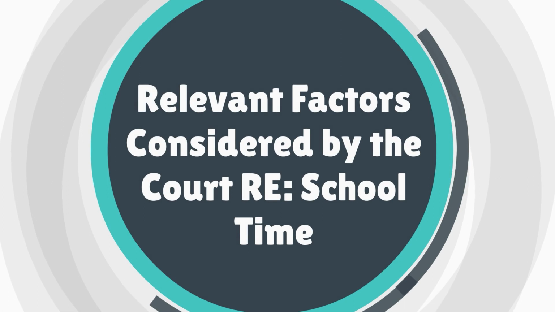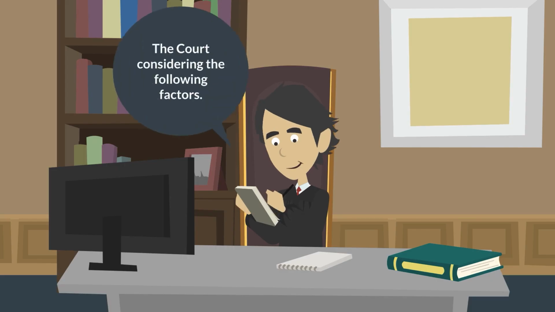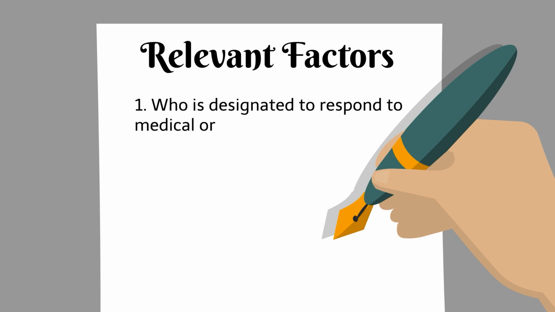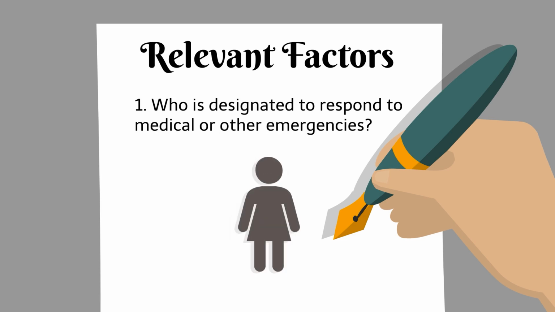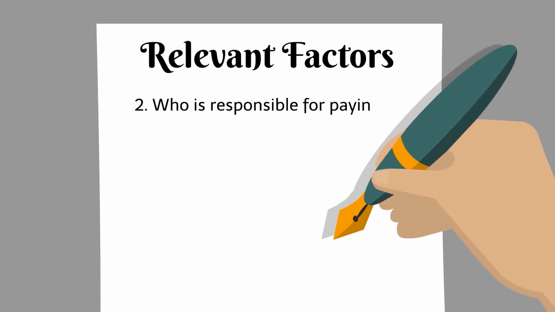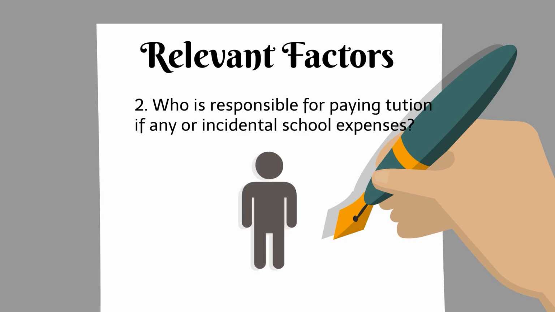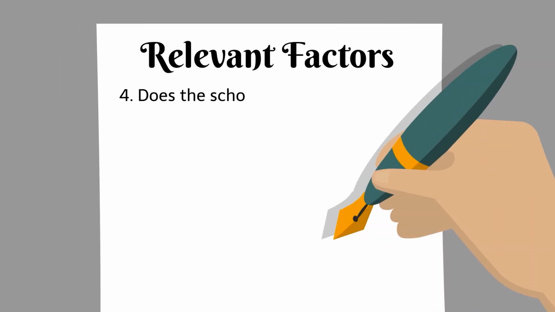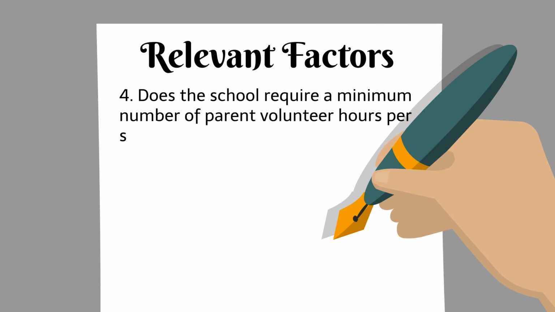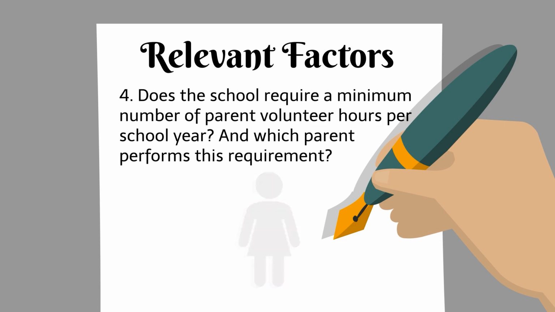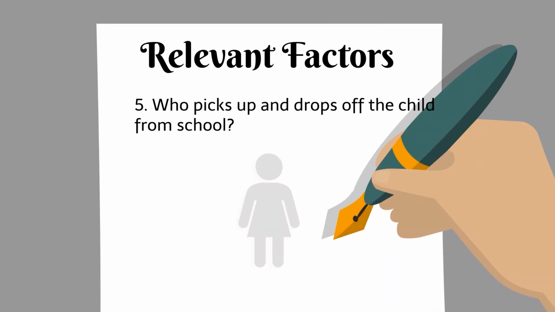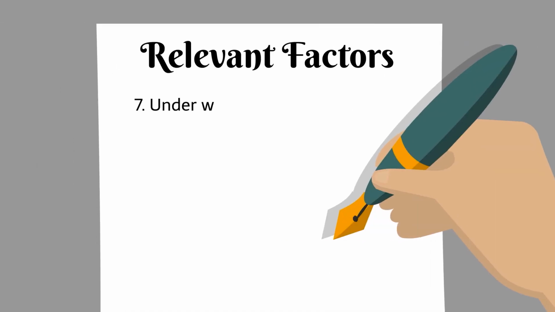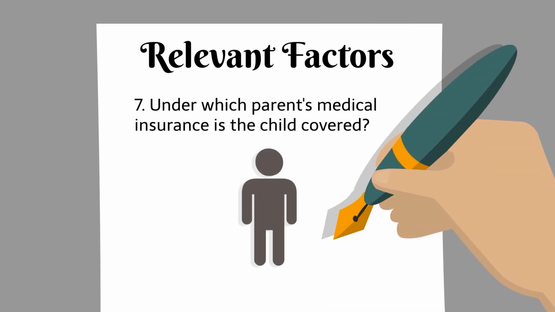Relevant factors considered by the court regarding school time. The relevant factors considered by the court in allocating school time are as follows. 1. Who is designated to respond to medical or other emergencies, i.e., who is on the school emergency notification card. 2. Who is responsible for paying tuition, if any, or incidental school expenses. 3. Who participates in school activities, fundraisers, or other school-related functions. 4. Does the school require a minimum number of parent volunteer hours per school year, and which parent performs this requirement? 5. Who picks up and drops off the child from school? 6. Does the child have a cell phone that the child can use to notify a parent of an emergency? And 7. Under which parent's medical insurance is the child covered?